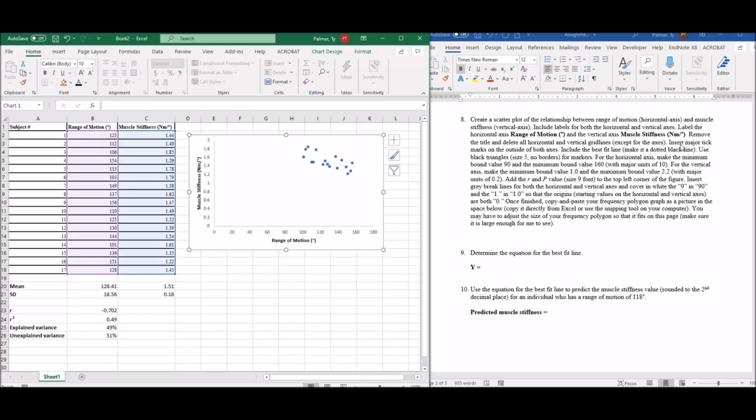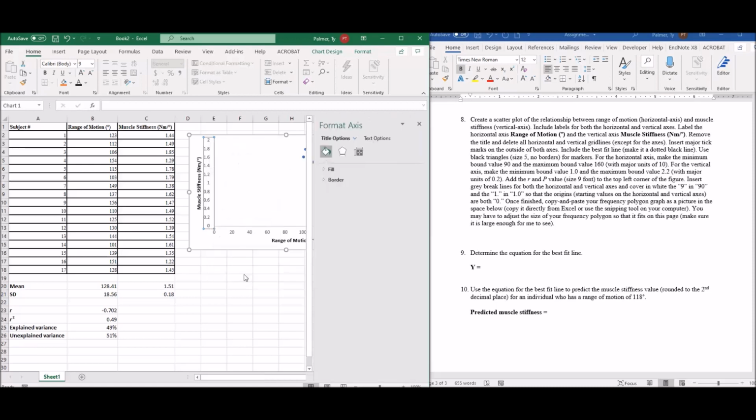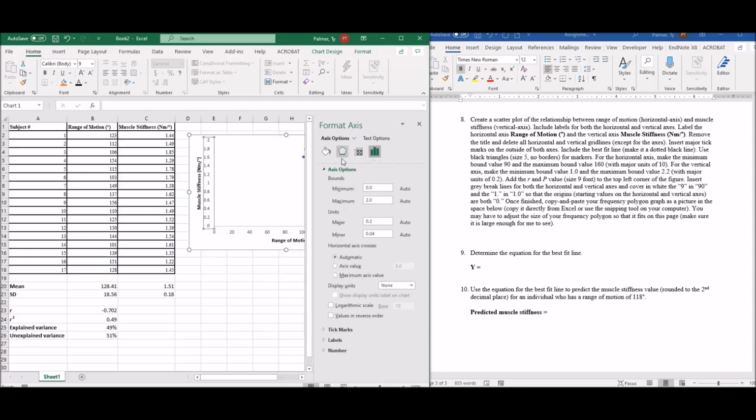All right, then it says insert major tick marks on the outside of both axes. So let's do that. So you can click on one. Let's do the vertical axis first. Right click. Once it's highlighted, go to Format Axis. Go to Axis Options. Go to Tick Marks. Go to Major Type, and then go on the outside. That adds the tick marks.